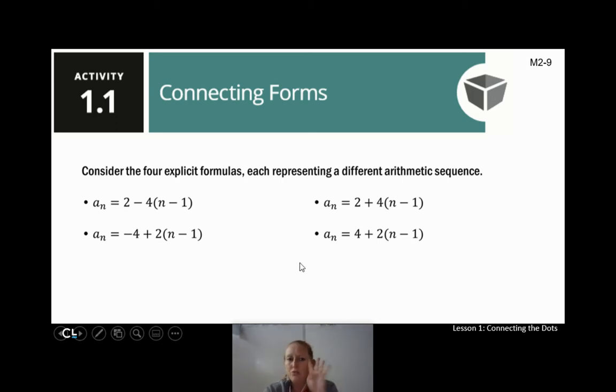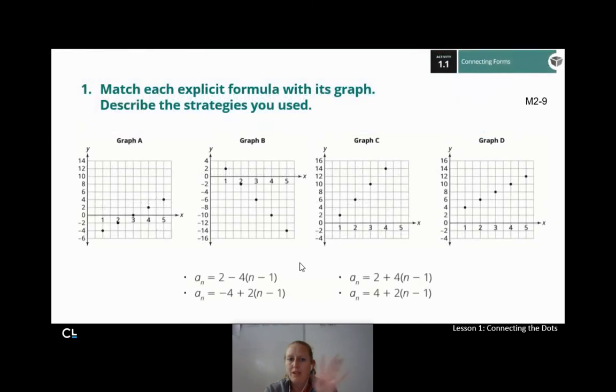I would like you to take these 4 explicit formulas, and I would like you to match them with your graphs. Got 4 formulas, 4 graphs. Can you match everybody up? See what you can do with this. And again, as far as strategies you use, I would maybe start by looking at the first term. Good place to start. Then I'd look at the common difference. Go ahead and hit pause to match all these up, and then hit play when you're ready to check your work.